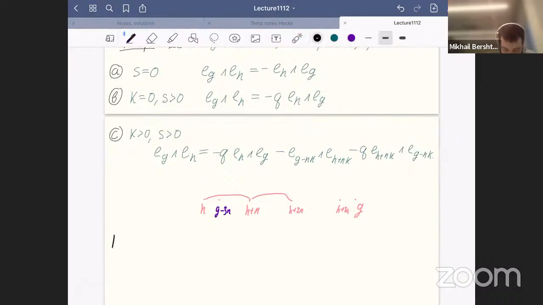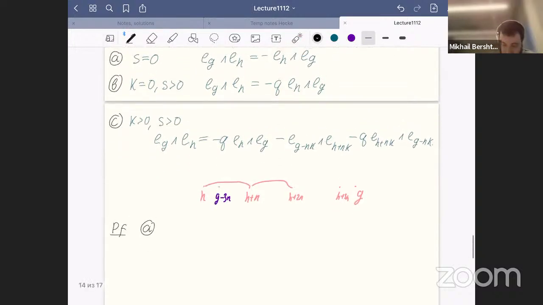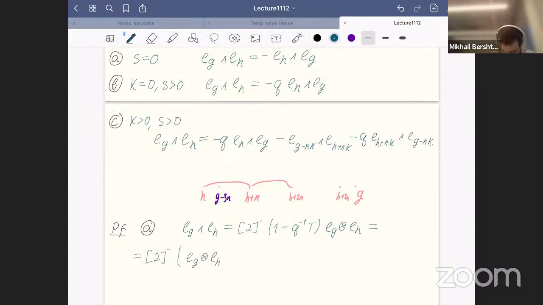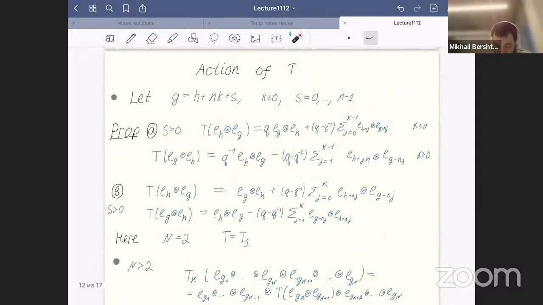Maybe if I want to prove something today, I prove A. So we want to compute e_g wedge e_h. This is some number. It is the action of 1 minus q inverse t on e_g tensor e_h, just by definition. So we have this number. First of all, we have e_g tensor e_h, and then we get this q inverse t applied to e_g times e_h. And so we have to use this formula.